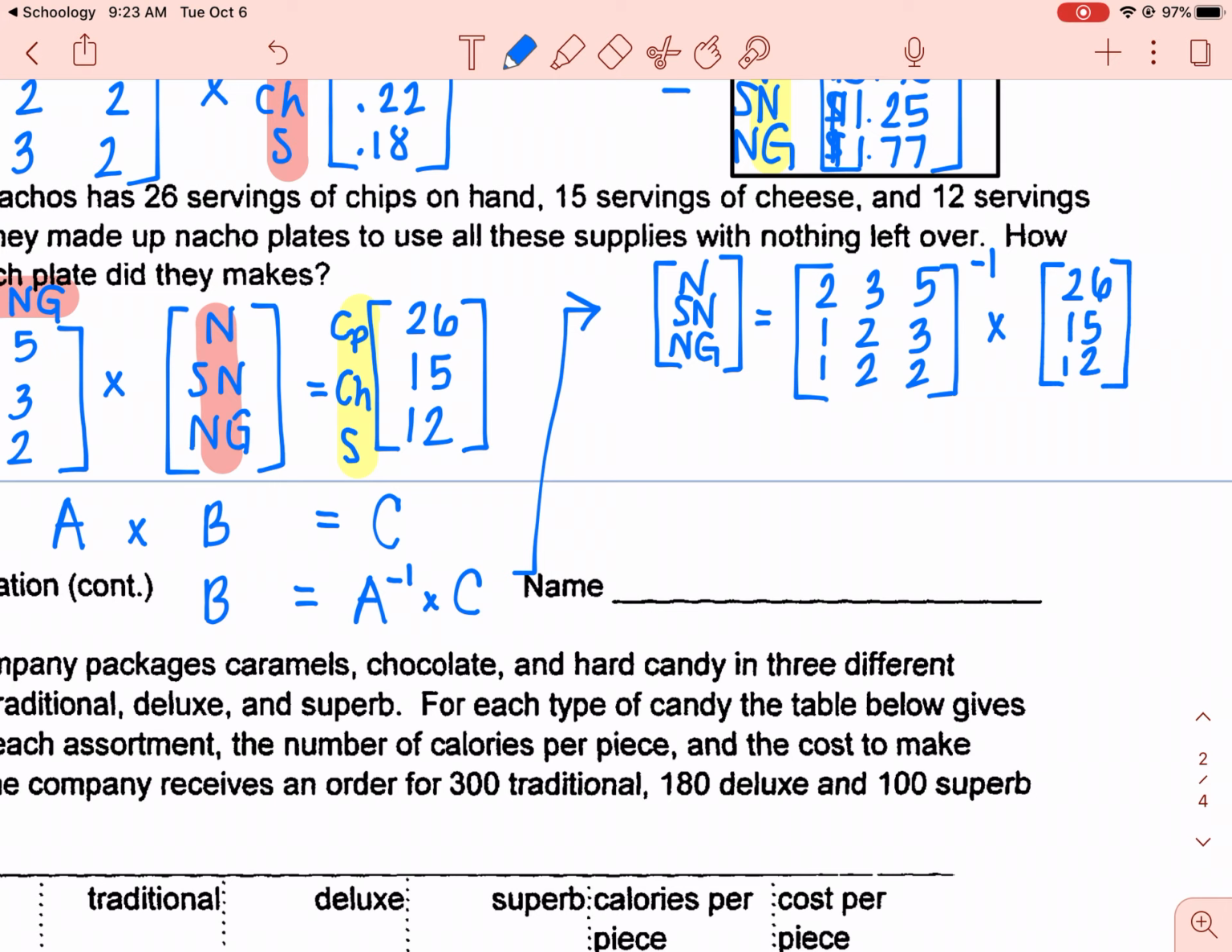When you do inverse on your calculator, remember to type that matrix in, call it A, but at the very last step, make sure you use the x raised to the -1 power. Please reference day 16 notes or ask about this in class, because in the end, when you multiply the inverse of A times C, your final matrix should give you 4, 1, 3, which means you'll have 4 nacho plates, 1 super nacho, and 3 nacho grande.